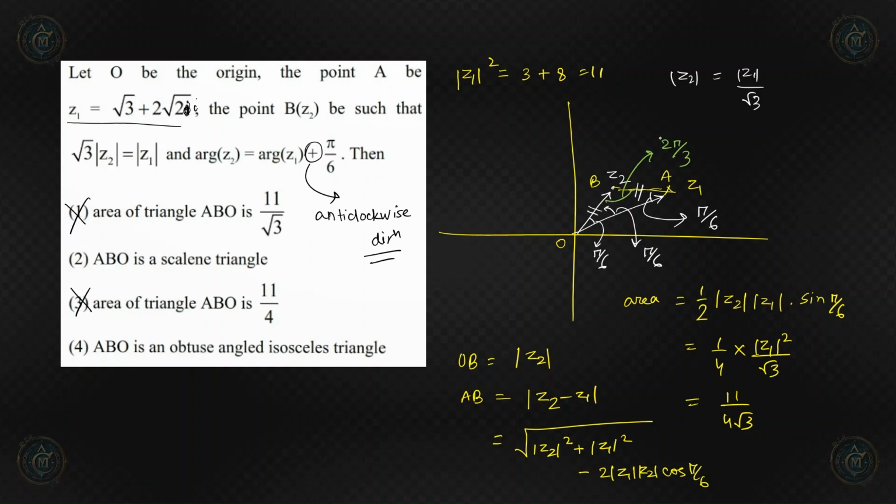That means this is an obtuse angle. That means option 2 is wrong. Okay, this triangle is an isosceles triangle, not a scalene triangle, but it is an obtuse angle isosceles triangle. Okay, so option 4 will be the correct option in this case.